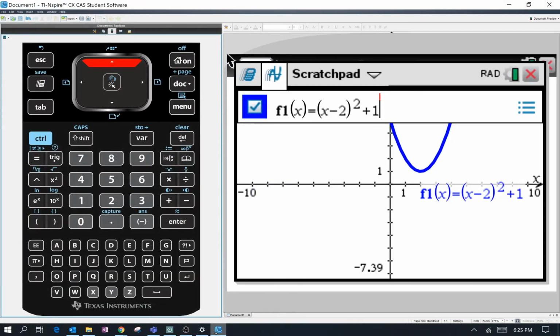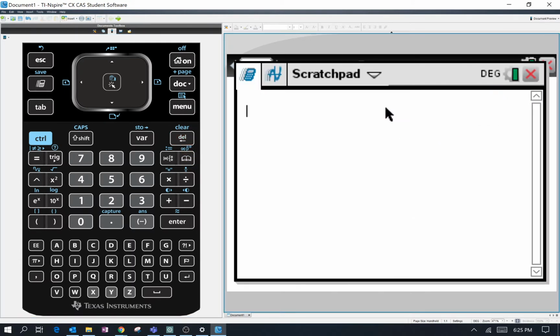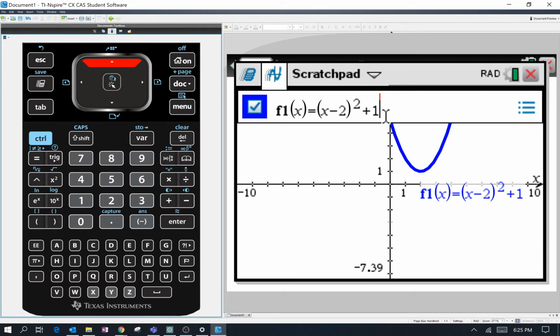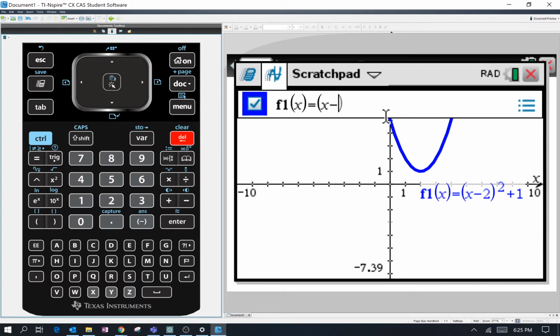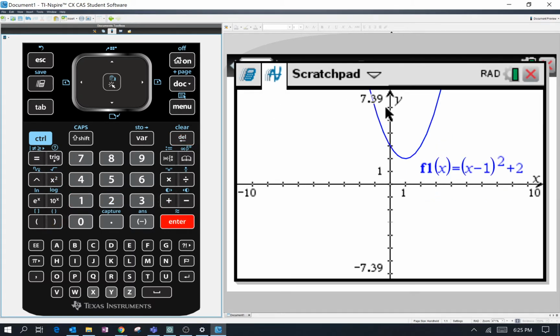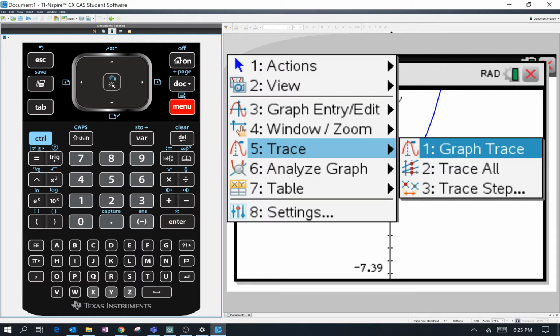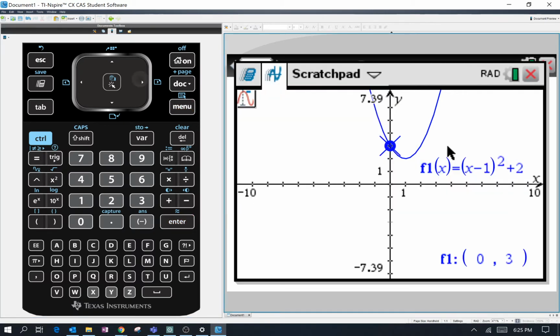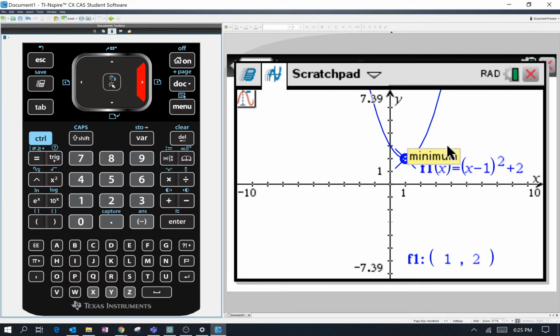So if I was to graph that, if I go in here and I graph something like this, y equals x minus 1 squared plus 2. What you're going to notice is if I trace this and I start moving, watch the vertex. The vertex, the minimum, is at 1, 2. So this is called vertex form because it gives you the vertex, if you write things in that form.